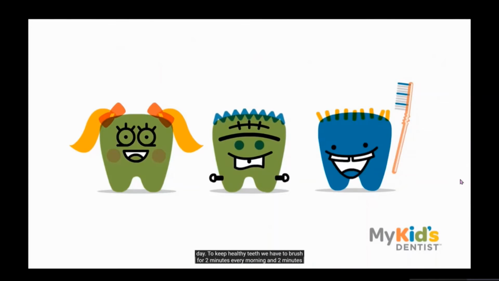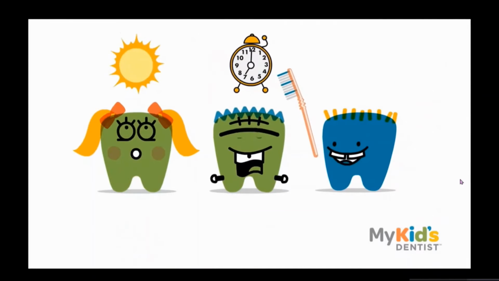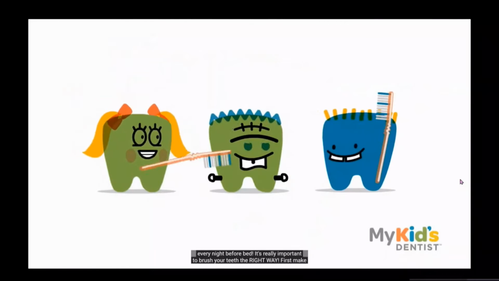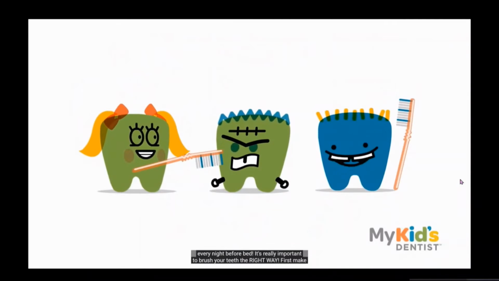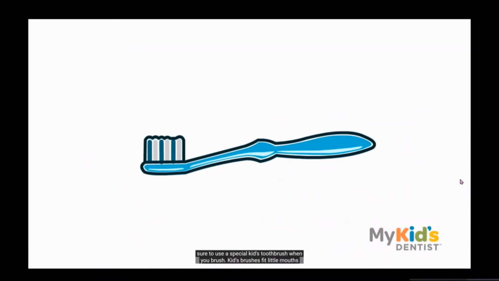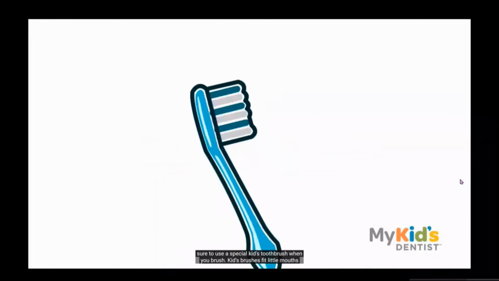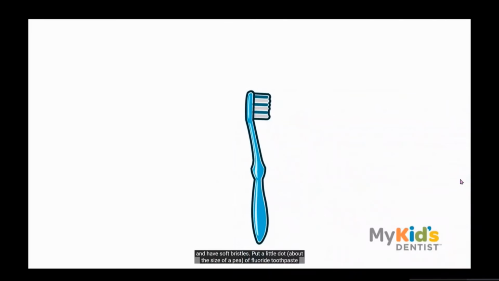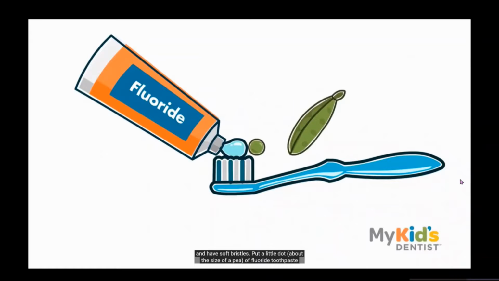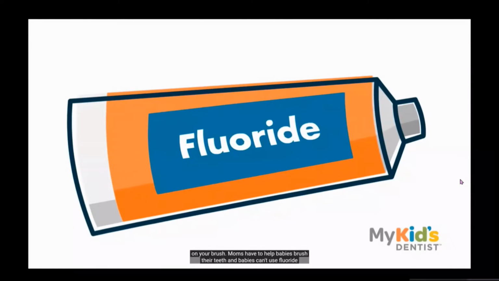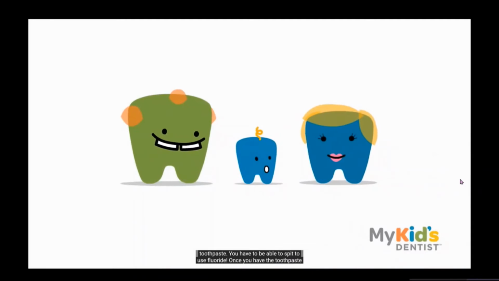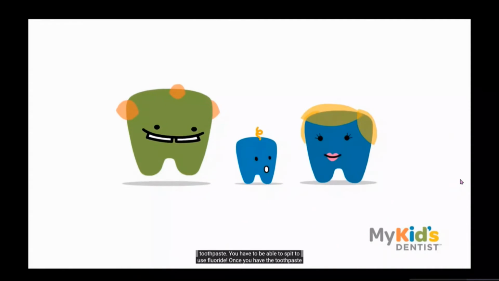To keep healthy teeth, we have to brush for 2 minutes every morning and 2 minutes every night before bed. It's really important to brush your teeth the right way. First, make sure to use a special kid's toothbrush when you brush. Kids' brushes fit little mouths and have soft bristles. Put a little dot, about the size of a pea, of fluoride toothpaste on your brush. Parents have to help babies brush their teeth. And babies can't use fluoride toothpaste. You have to be able to spit to use fluoride.